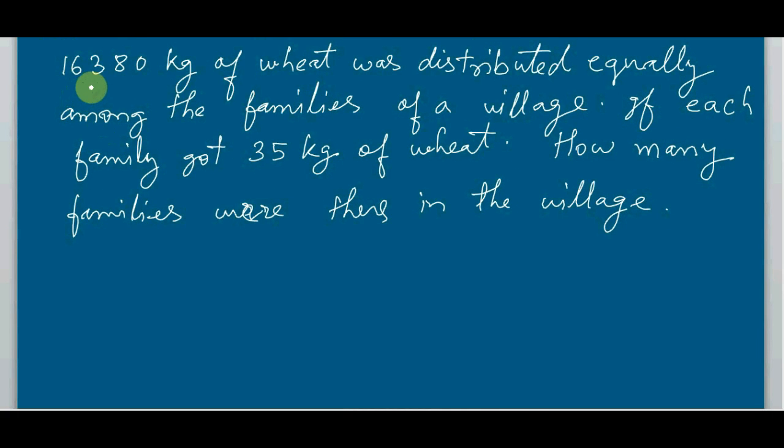This is the first sum. I am reading this: 16,380 kilograms of wheat was distributed equally among the families of a village. If each family got 35 kilograms of wheat, how many families were there in the village? First of all I will start by watching the numbers and their units, and reading the language. That means kg of wheat was distributed equally among the families.